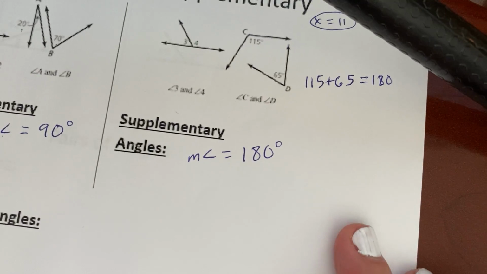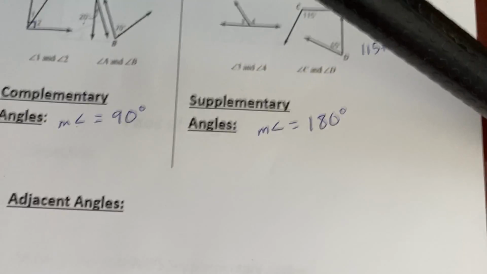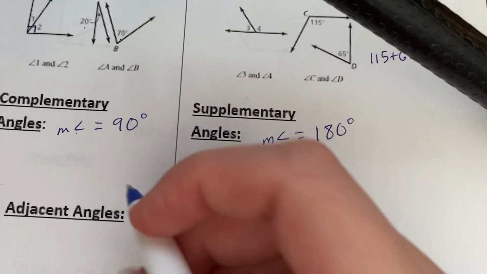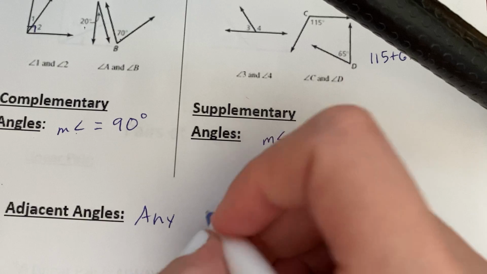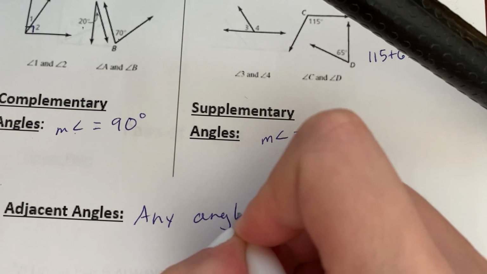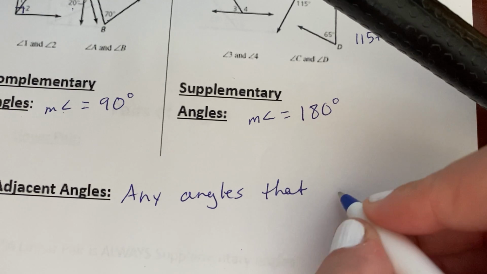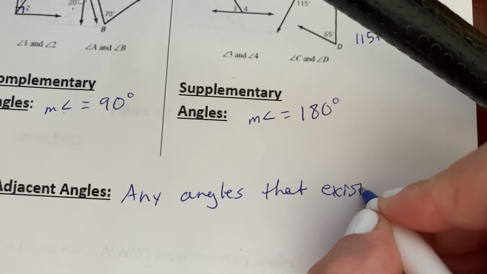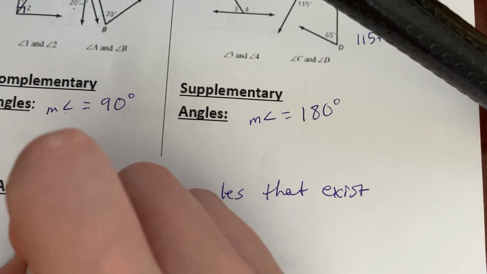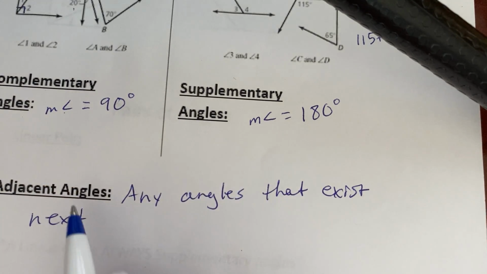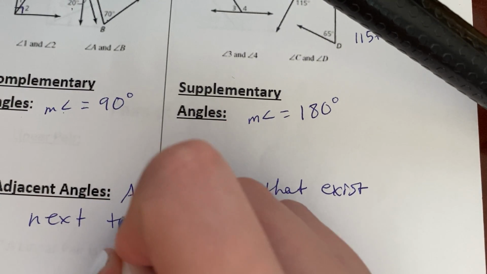Okay. All right, so this is another definition right here, adjacent angles. So it's any angles that exist next to each other.